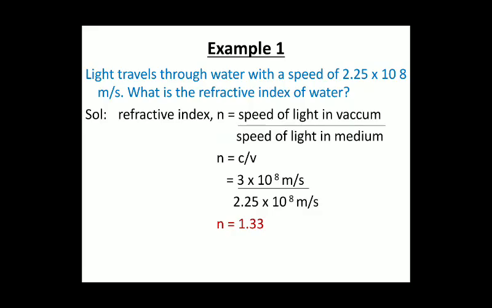Now, first example. Light travels through water with a speed of 2.25 into 10 raised to the power 8 meter per second. Then what is the refractive index of water? It means that light travels through a medium. If nothing is given, it means that it is coming from air.